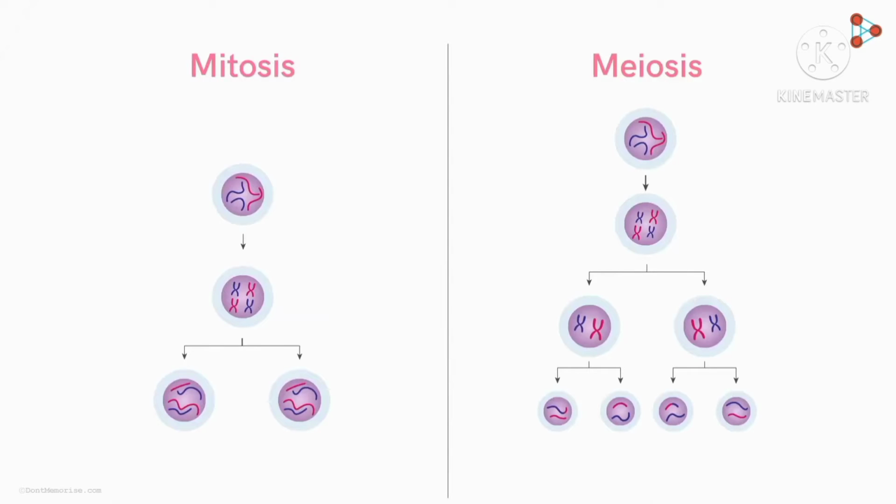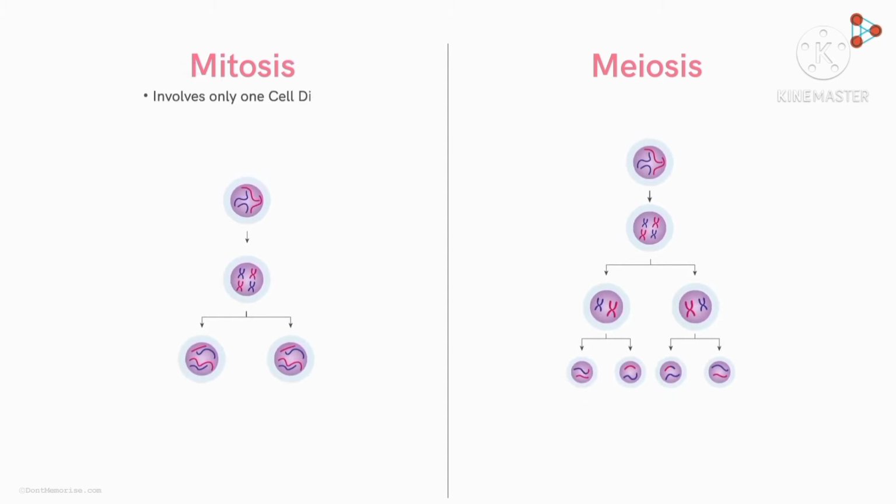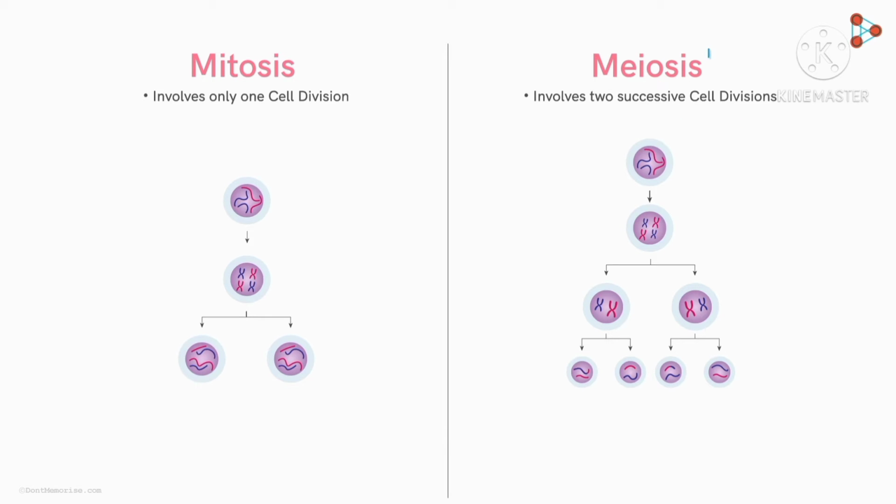Now, let's move ahead with the next difference. Have a look at these images. Observing this image, we can easily notice the most basic differences between the two. Let's begin noting down each difference individually. The first on the list is that mitosis has only one cell division, while meiosis involves two successive cell divisions. That simply means mitosis is a single-step division, while meiosis is a two-step division. And this results in meiosis having two phases, namely meiosis 1 and meiosis 2.